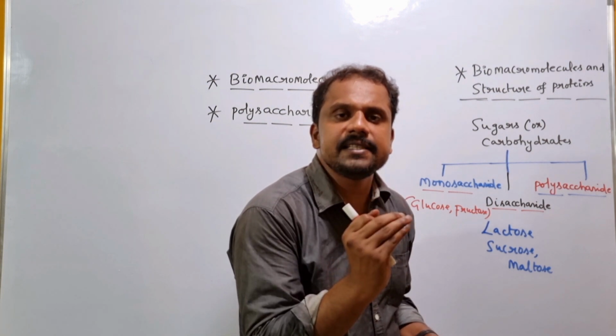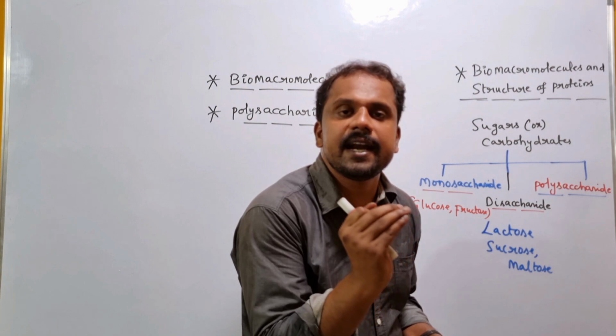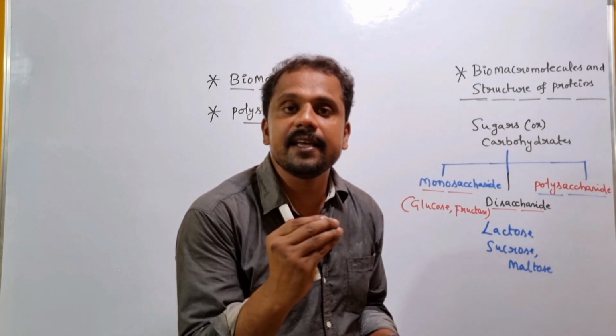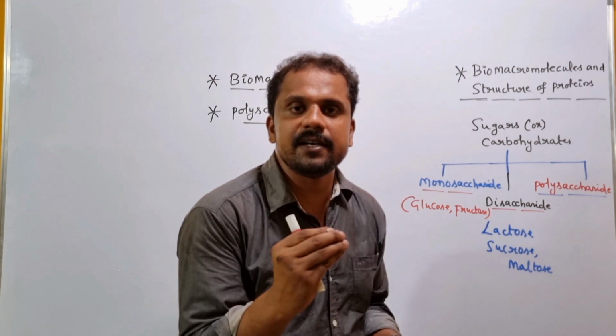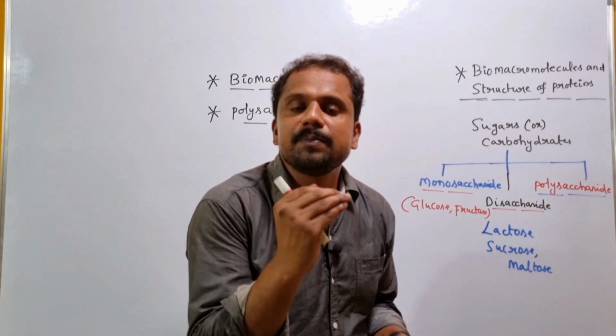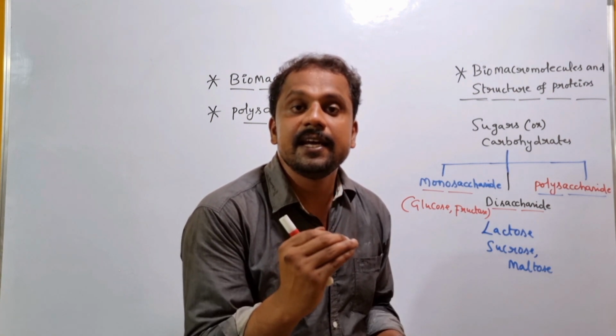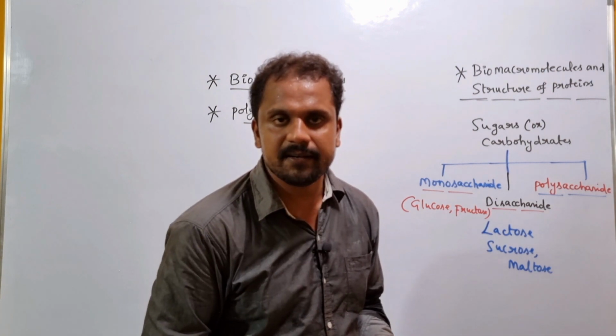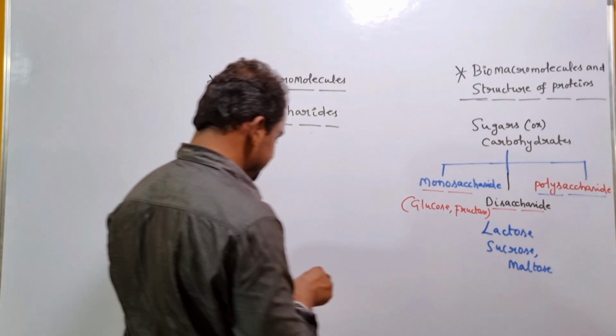So here, what is the basic difference between homopolysaccharide and heteropolysaccharide? If a specific polysaccharide contains all the similar sugar units, then it is termed as what? Homopolysaccharide. Then in the same way, if it contains dissimilar sugar units, then it is termed as heteropolysaccharide. So let me write it here.